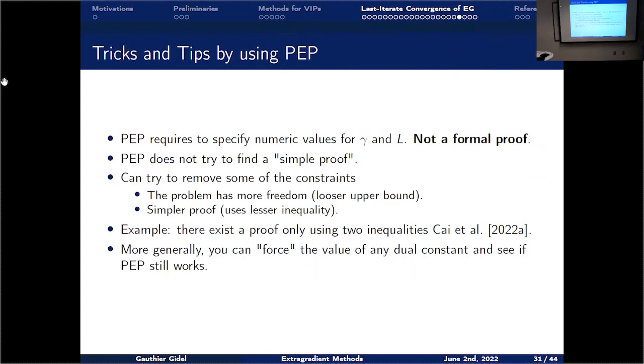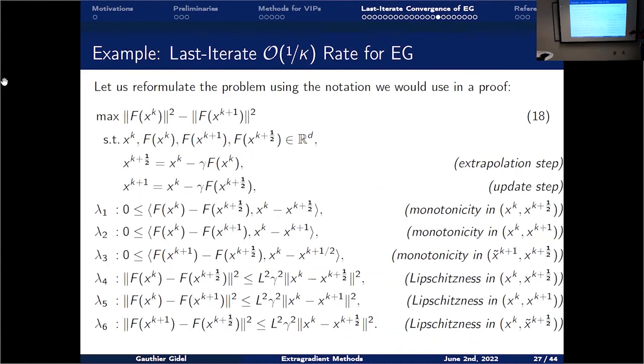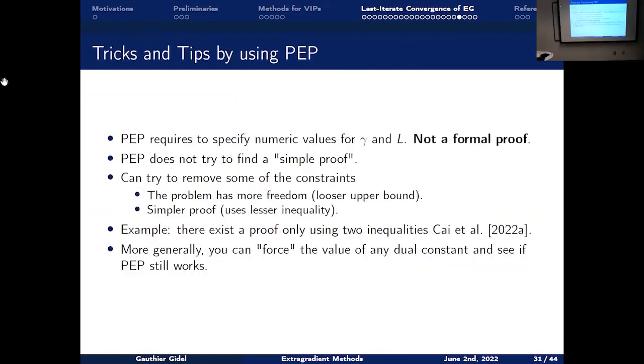So PEP does not try to find a simple proof, but what you can do is conjecture which inequalities should or should not be used. You literally remove them in this optimization problem. You remove the inequality, so now you get an even looser upper bound. Sometimes it won't work, but if you're only keeping the inequalities that are necessary for the proof, it will. So you can play by removing some inequalities, seeing if it still works, and then conjecturing. So a lot of work under the hood and engineering, but it's a different approach, I would say.